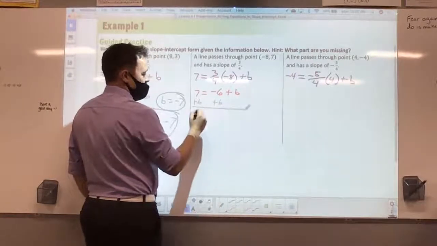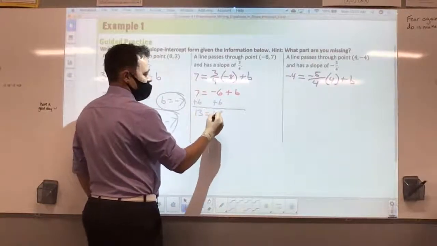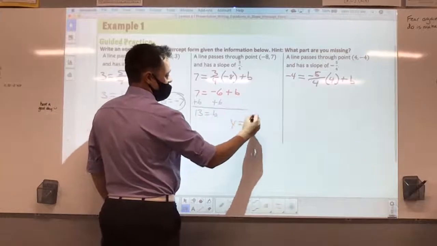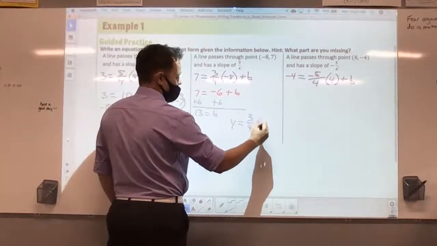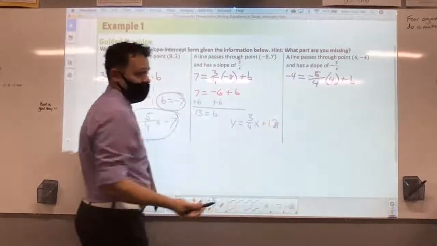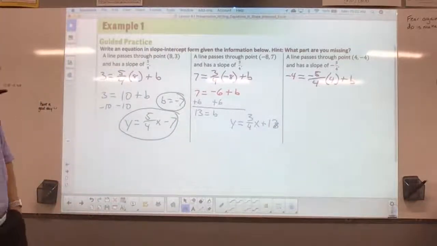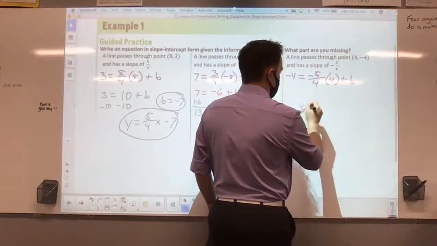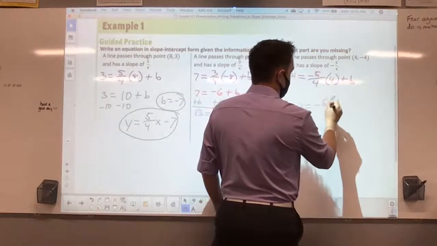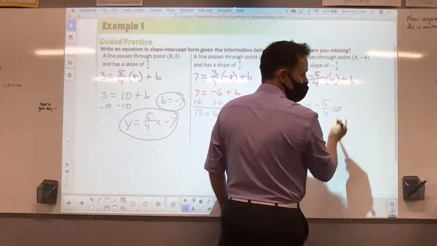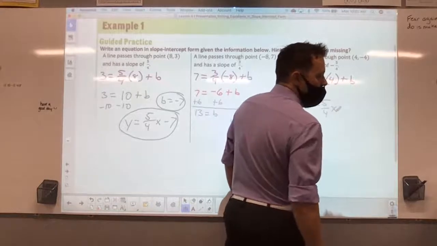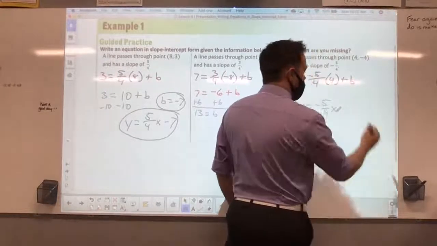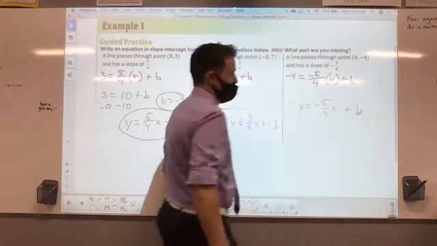So you get 13. So it's y equals 3/4 x plus 13, right? And then the last one, same thing. I'll just write the equation down. It's y equals -5 over 4 x. And it's what? Plus uno.